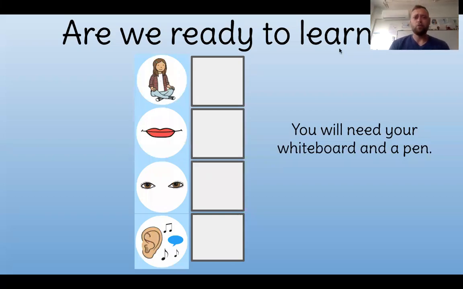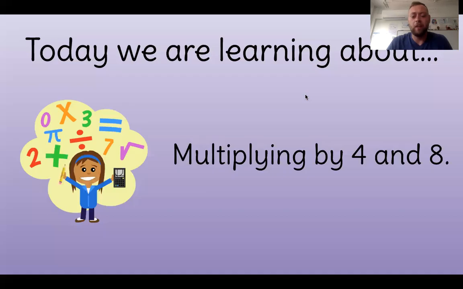Today we're going to do some recapping of the 4 and the 8 times table, and we're going to look in more detail at arrays. And arrays are a really good way of showing multiplication. Okay, so we're going to be multiplying by 4 and we're going to be multiplying by 8. So let's get ourselves warmed up. You should have your whiteboard ready for this.